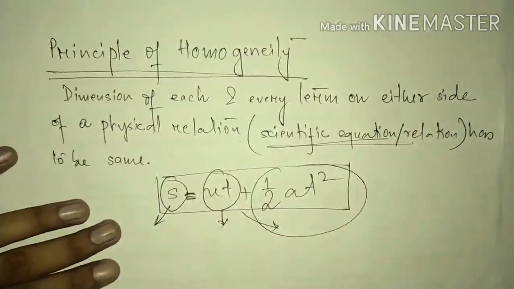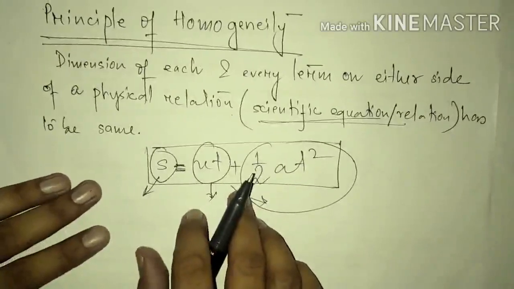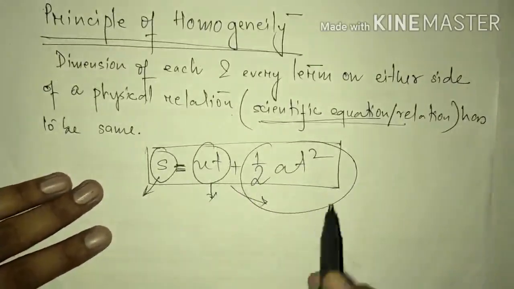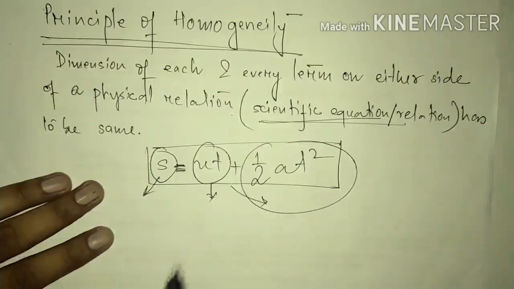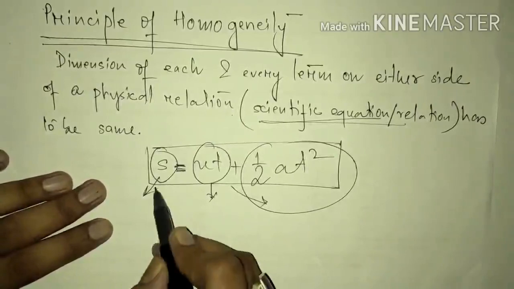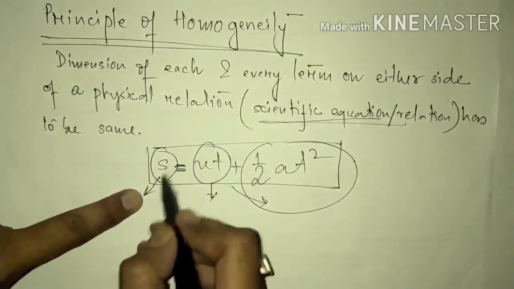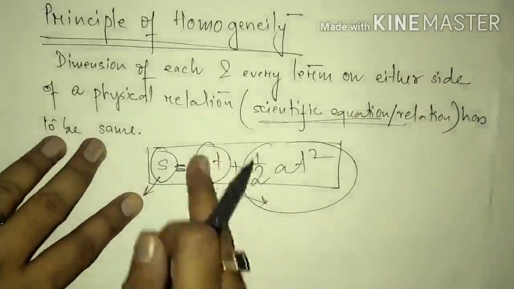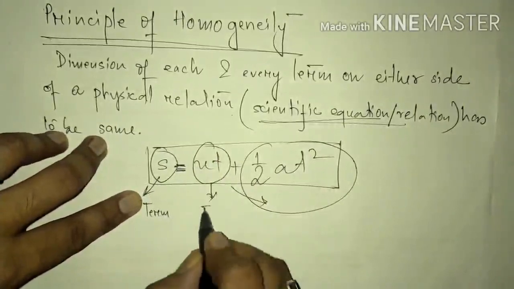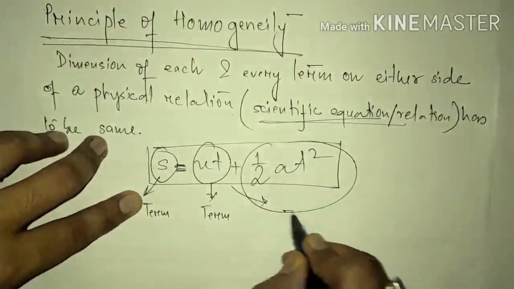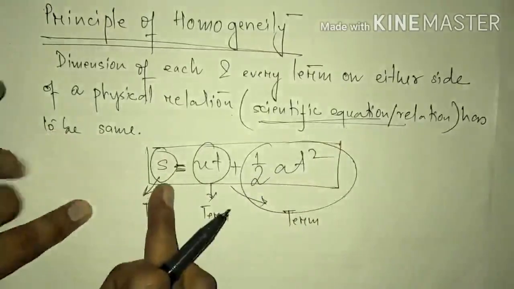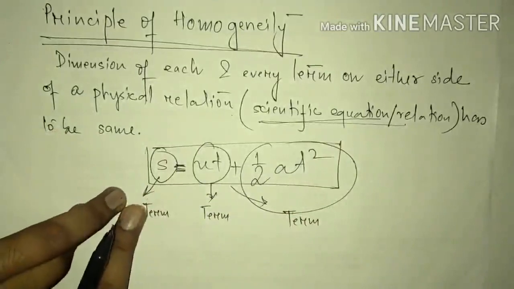So what this principle says is that the dimension of each and every term on either side of a physical relation has to be same. That means if S is equal to ut plus half at square is correct, then this is a term, S. This is another term, ut as a whole. Half at square as a whole is a term. These two terms appear on the right of the equality sign, and this term appears on the left.